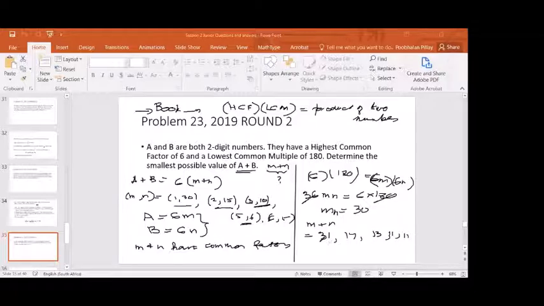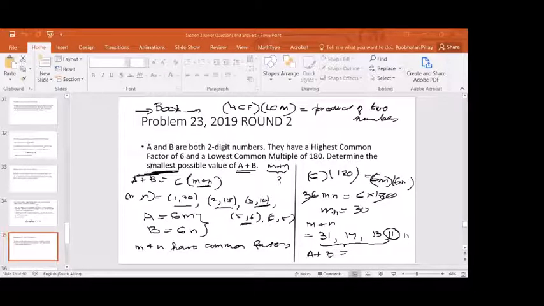See? So the only possible values for m plus n are these, but the question is, what is the smallest possible value for a plus b, right? So you're looking for the smallest possible value for a plus b. So therefore, you're looking for the smallest possible value for m plus n. And the smallest possible value for m plus n is 11. There it is, sitting quietly there. That's your smallest possible value. And that's the question that is asked.